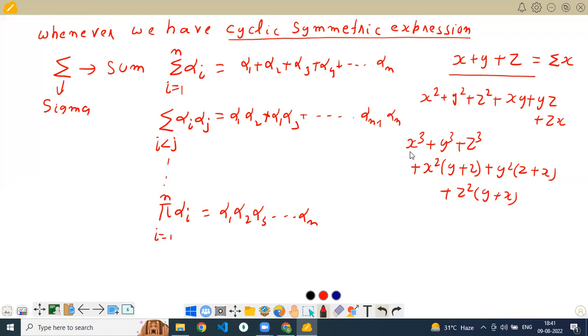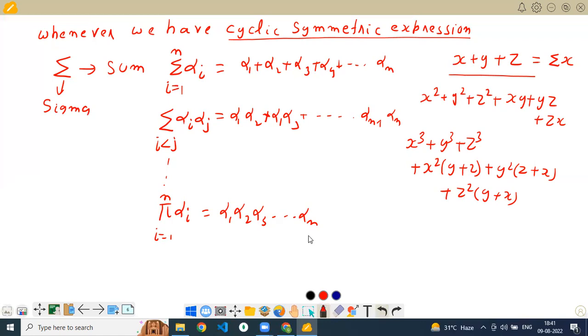Is this clear? Yes, so the sigma is basically used to write in a shorter form. You know, that gives us a very compact expression, right? It's very difficult to write such a lengthy expression. Yes, sir. This is very short.